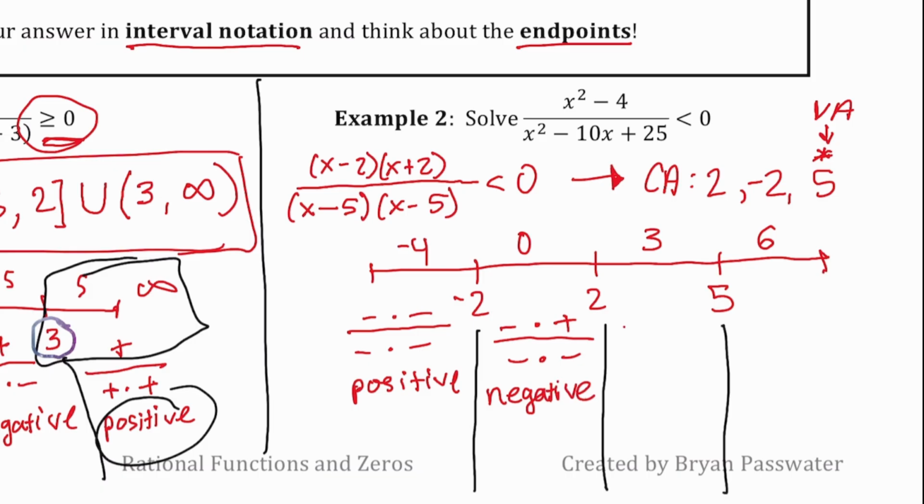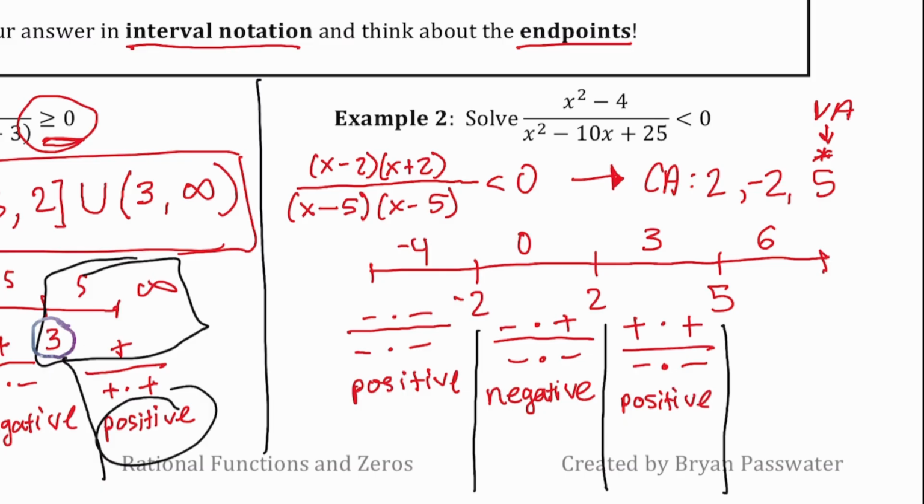This becomes negative. So negative divided by positive, that's a negative. 3 minus 2, that's positive. 3 plus 2, that's positive. Over 3 minus 5, 3 minus 5, so those are both negatives. And so positive divided by negative, that gives us a negative.